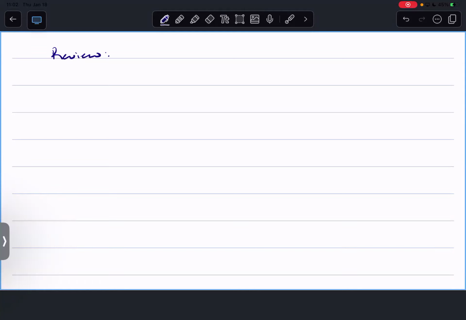A little bit of review. We talked about distributions, the shapes of distributions, right? And so today we're going to focus on unimodal distributions, so one peak.